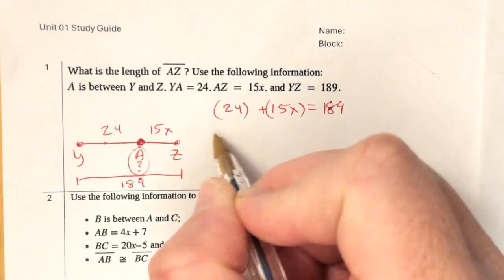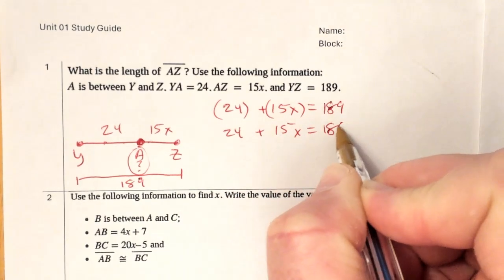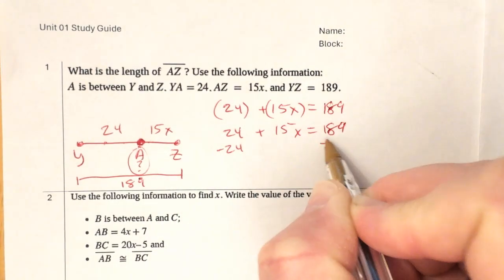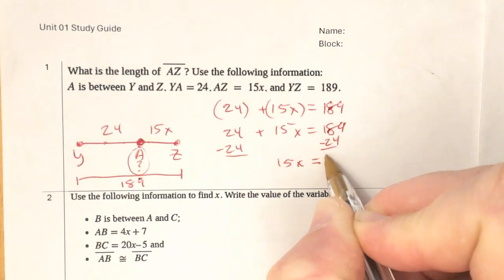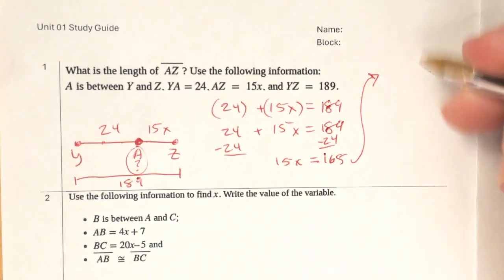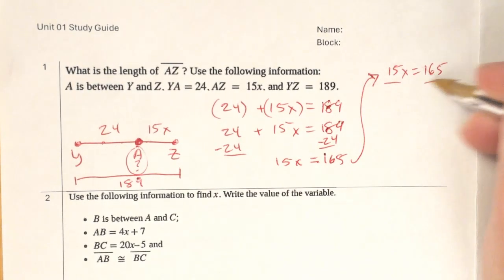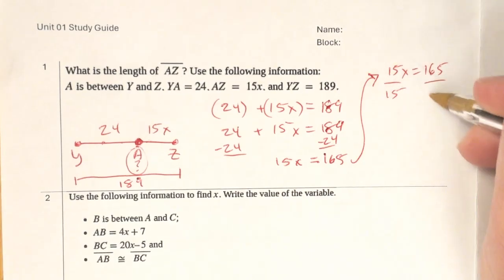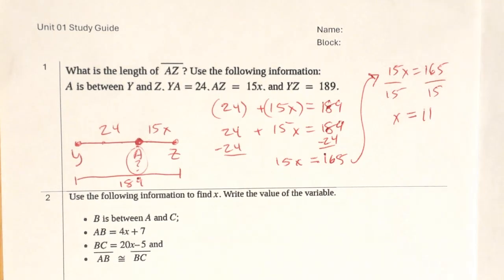All right, now 24 plus 15x equals 189. You just solve, subtract 24. You get 15x is equal to 165. I ran out of room, so I'll put it up here. We have 15x equals 165. I'm going to divide both sides by that 15. And we're left with x equals 11.